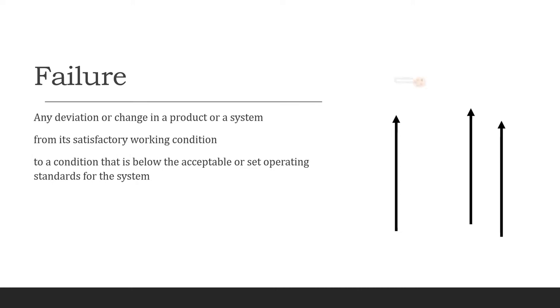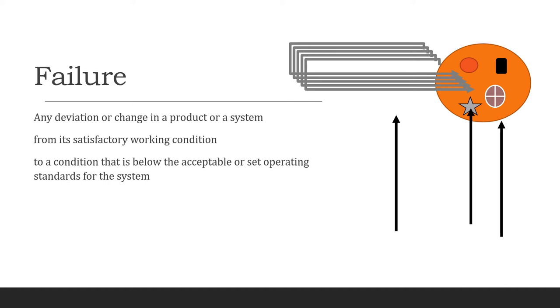So, any system has processes. So, any deviation or change in a process or system from a satisfactory condition, an acceptable set of standards for the system, any change or condition of the system, in processes or in product daily, needs some sort of means to prevent it in the system.